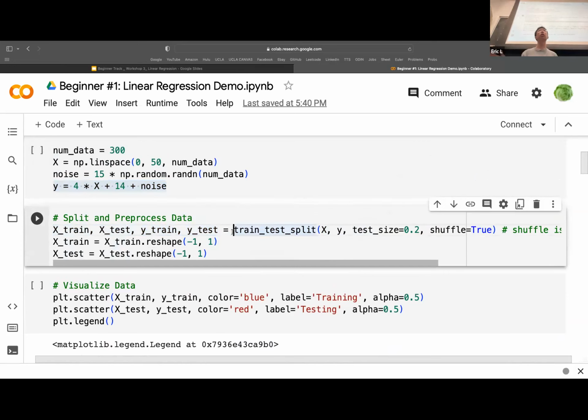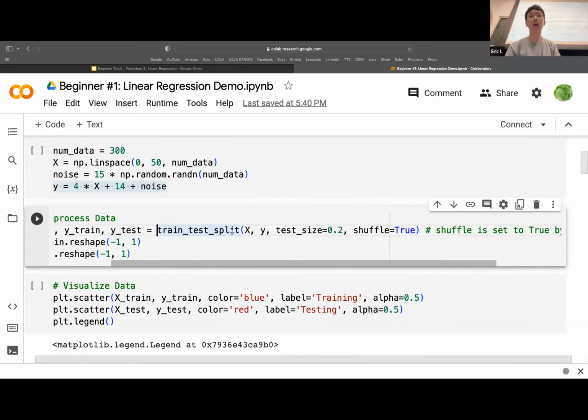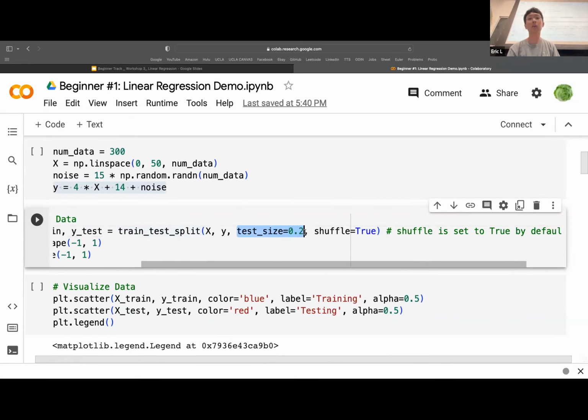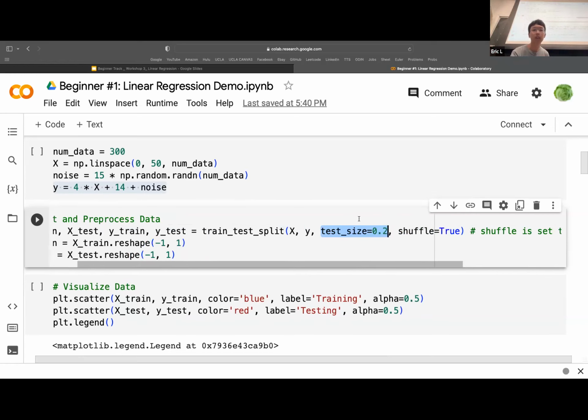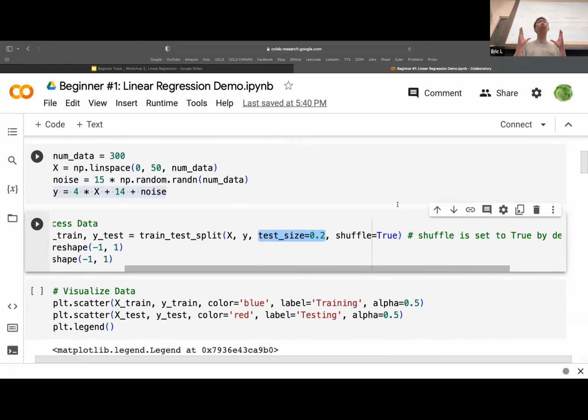Essentially, out of our 300 points that we're putting on this graph, all that we're doing right here is declaring that 0.2, so 20% of these 300 points on our graph, we're going to designate as our testing points. Specifically, in terms of our testing points, these are going to be our points that we say this is going to be the behavior of our model. So the other 80%, that's going to be our quote unquote training data.